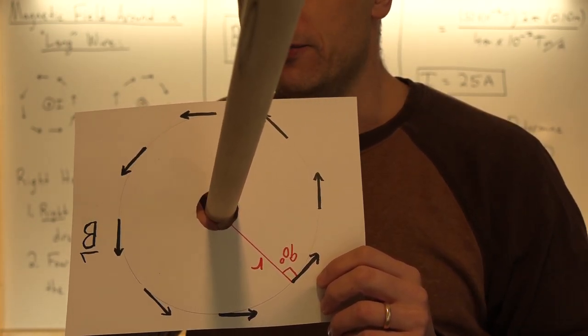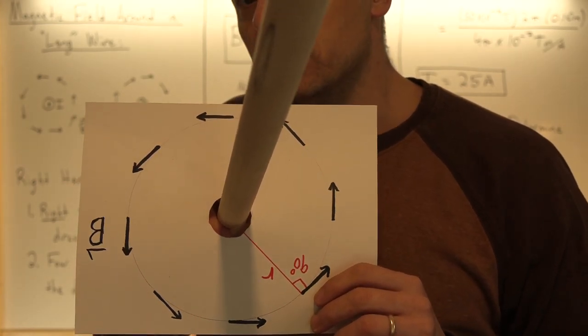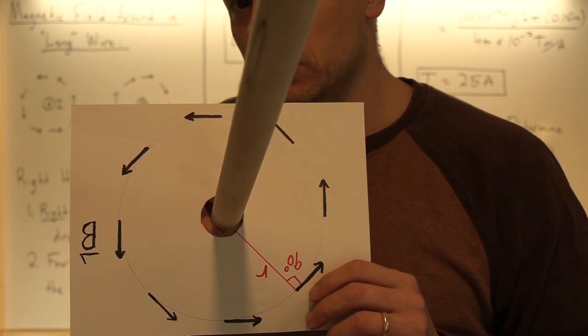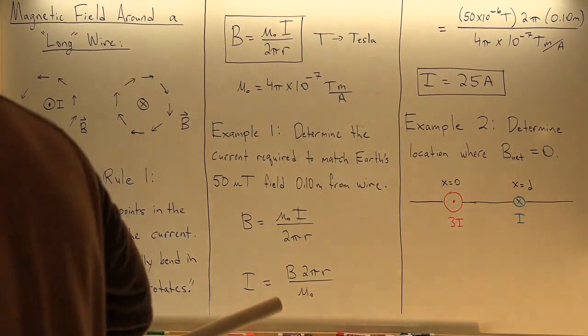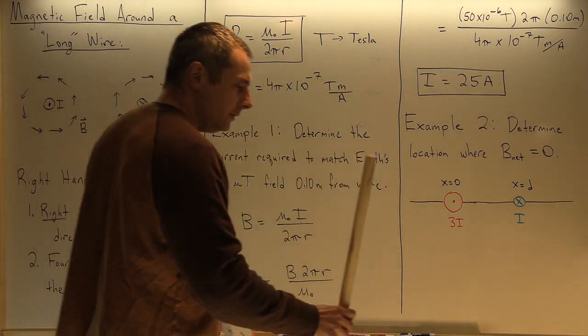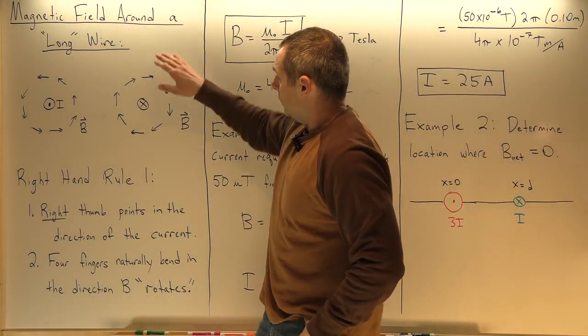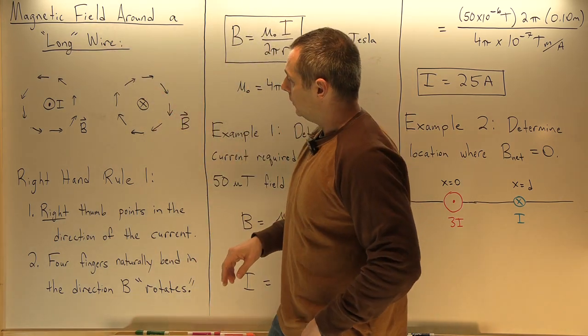And if I flip the current around, then all these arrows would flip the opposite way. So it goes clockwise or counterclockwise depending on the direction of the current. So that's the first point, and you need to be able to figure out the direction. So here we begin. Magnetic field around a long wire, in quotes because that's relative.